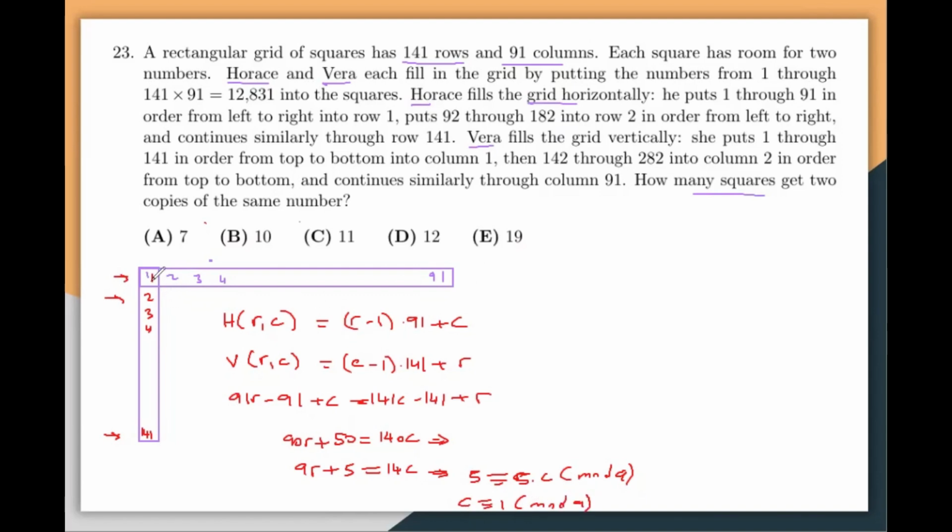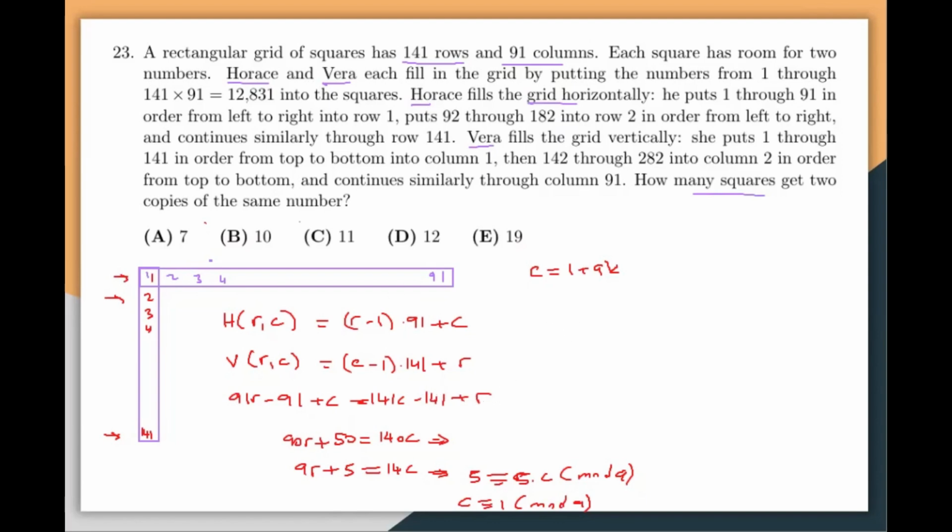C has to be the number of columns, which has to be at most 91. So then you can just say C is 1 plus 9 times some integer K. So then 1 plus 9K has to be at most 91. So that's my C. Then if I take this C and plug it into this equation, we can get something for R as well. So let's do that.